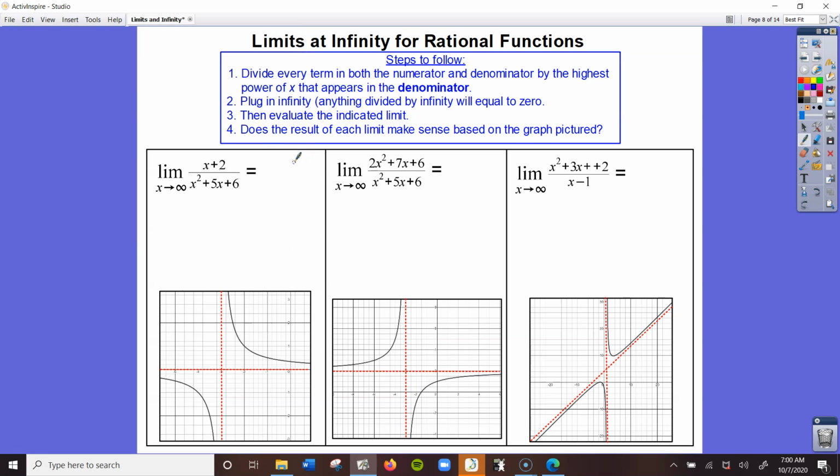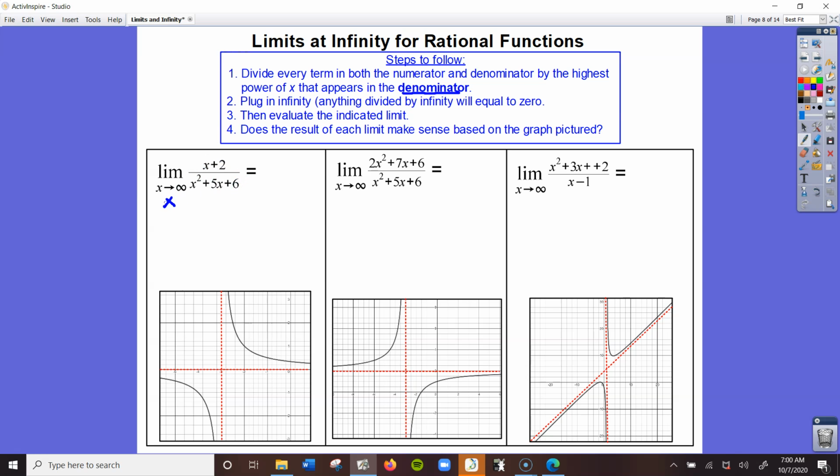When you're trying to find the limit as x is approaching some kind of infinity, you're going to take every single term and divide every term in both the numerator and the denominator by the highest power of x that appears in the denominator. So for example, here in this first one, the highest power of x would be x squared. So I'm going to divide every term by x squared.